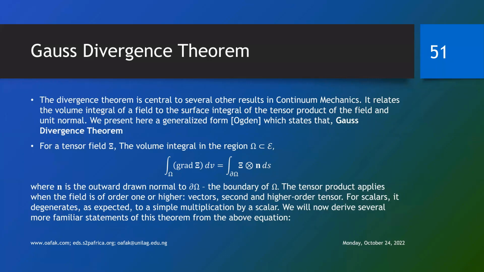So the tensor product applies when the field is of order 1 or higher. That is vectors, second and higher order tensors. That is when this tensor product becomes useful. When you are talking about a scalar, this degenerates to simply a multiplication. So if what we are talking about here is a scalar, the grad still appears because you can take the grad of a scalar. When you take the grad of a scalar, class, tell me, what do you get?